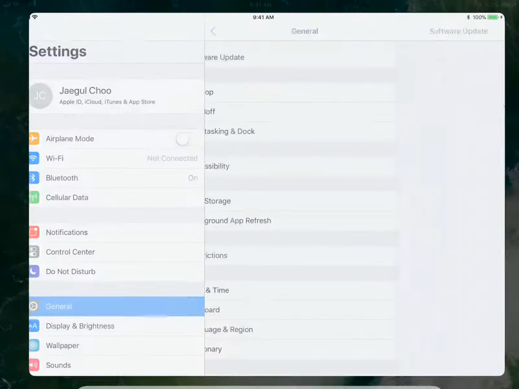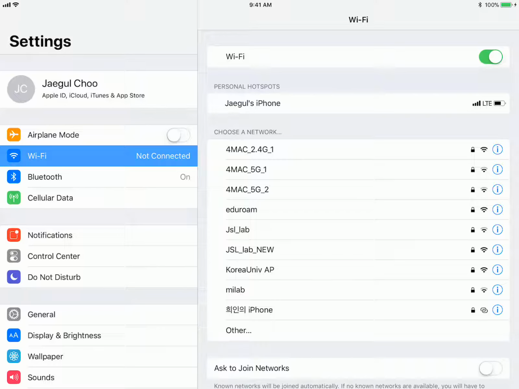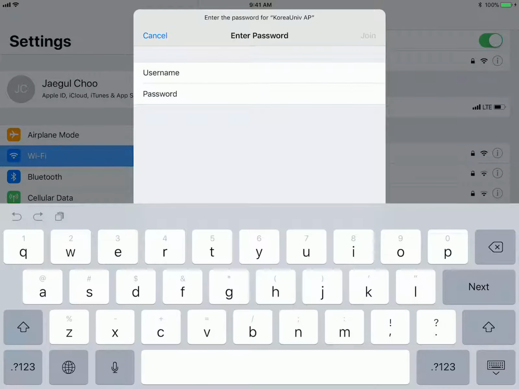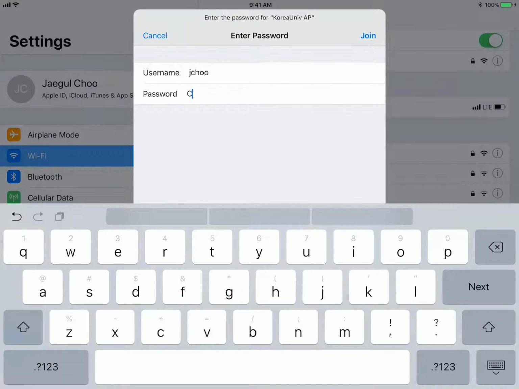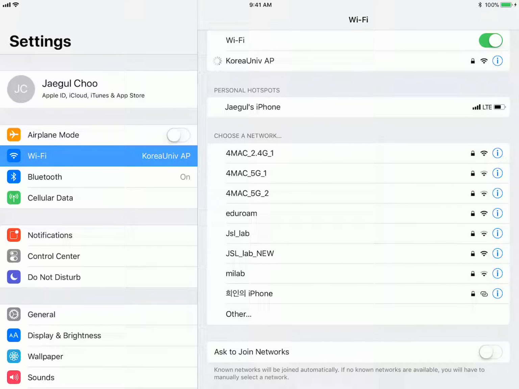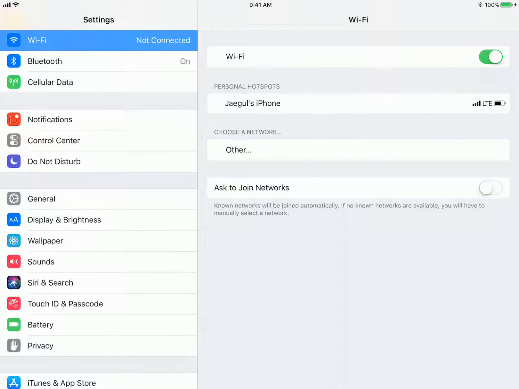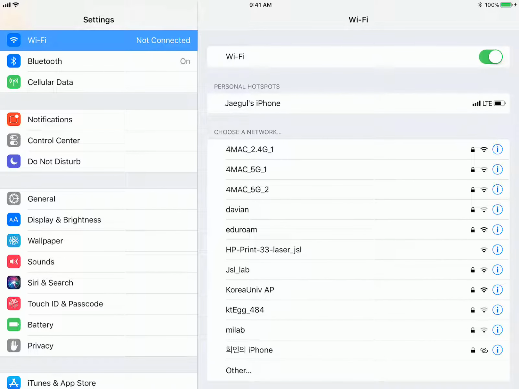Do I not have Wi-Fi? Uh-oh. This doesn't have it either. Okay, I think I got a connection.